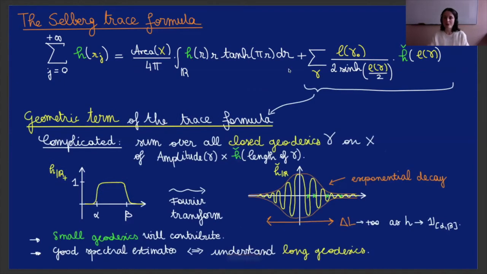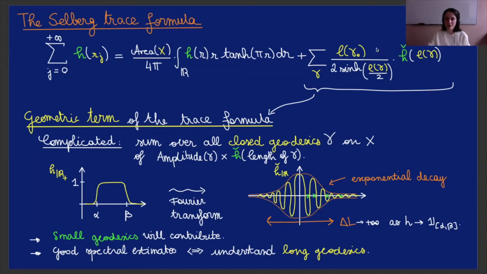However, and this is where you get in trouble, there is this geometric term, which is quite difficult to deal with and can vary a lot between surfaces. So the geometric term is a sum over all closed geodesics of a certain function which only depends on the closed geodesic, times the inverse Fourier transform of h applied to the length of gamma.